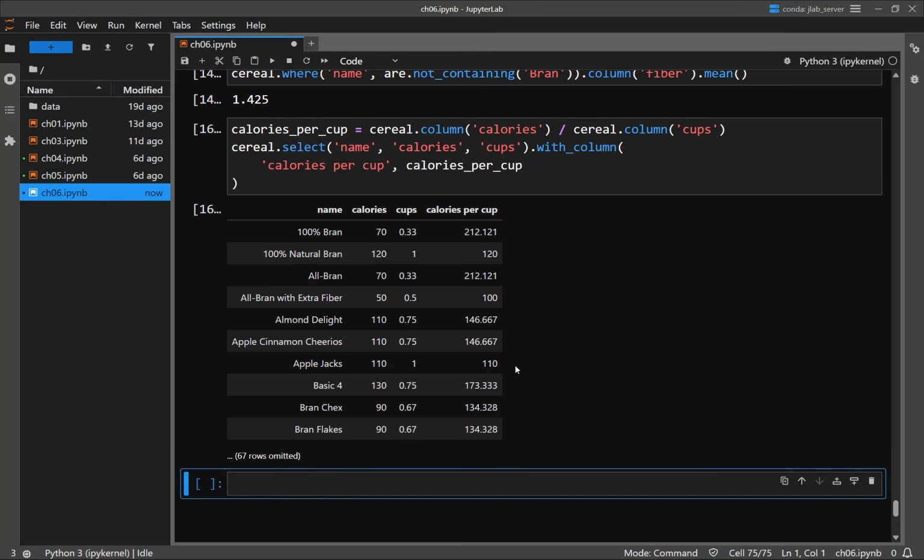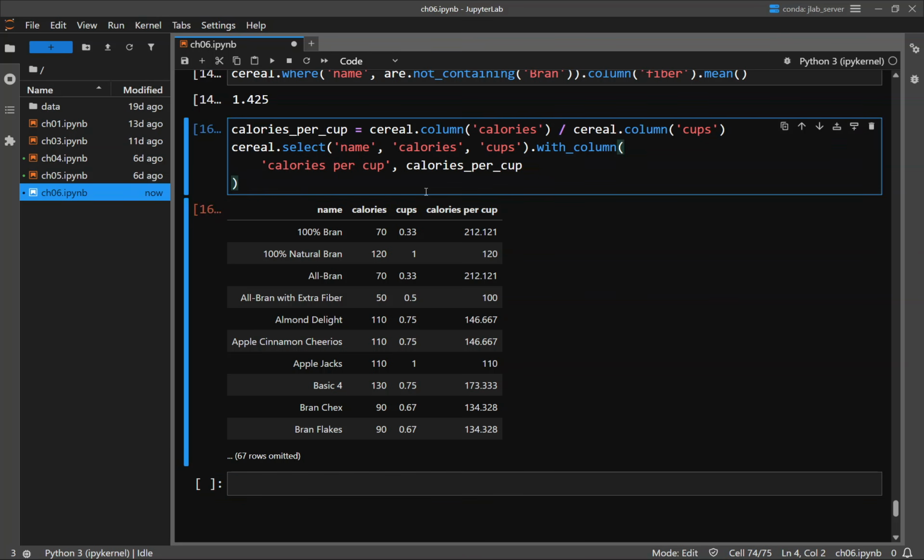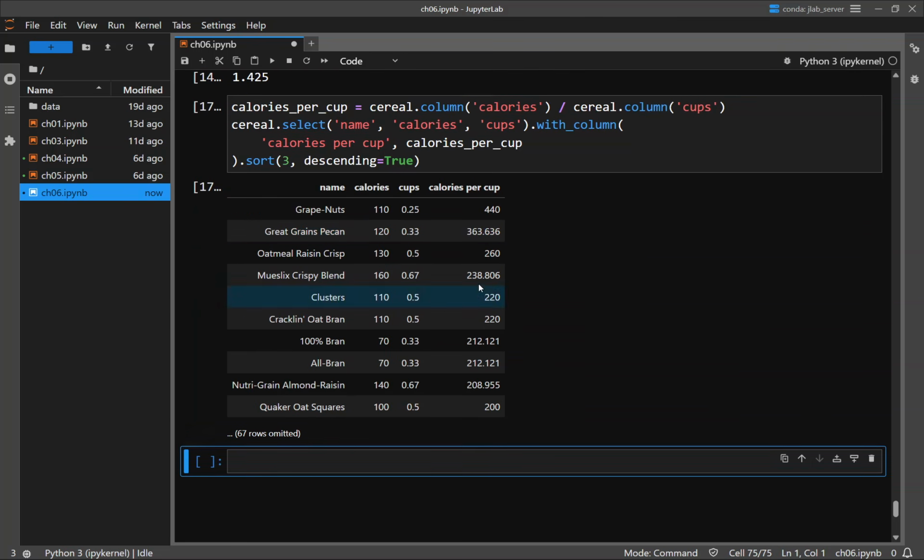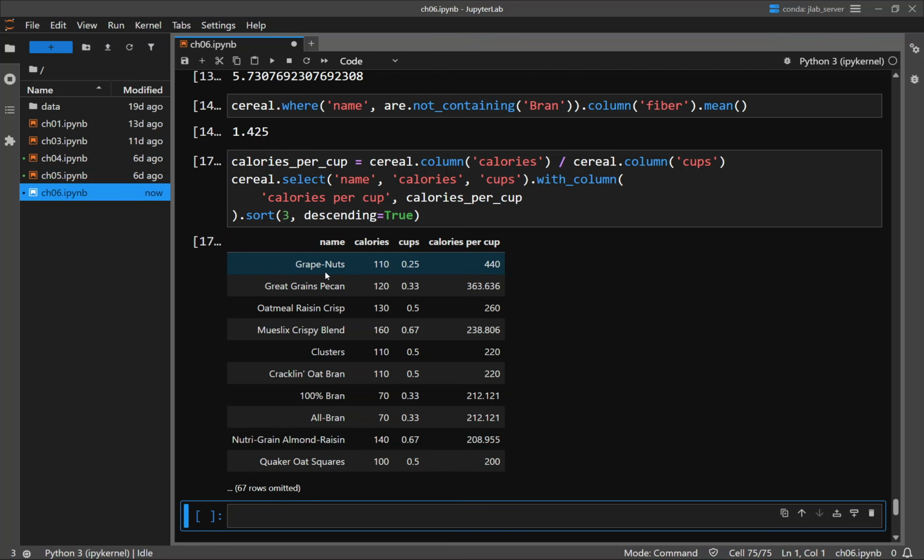I guess we could also do a sort on top of that, but does everybody see how I picked out the columns that I cared about, these 3, and then I attached a new one by calculating it. And then you could for sure sort by calories per cup. And if I don't want to type calories per cup again, you could also give indices of your columns, because this is index 0, 1, 2, 3. Sort 3, maybe, I don't know, descending equals true. So grape nuts, highest calorie per cup.